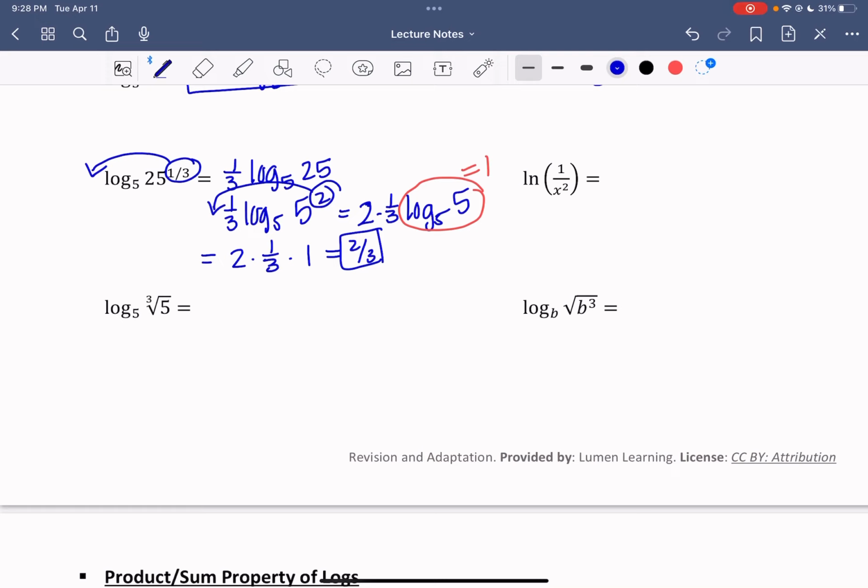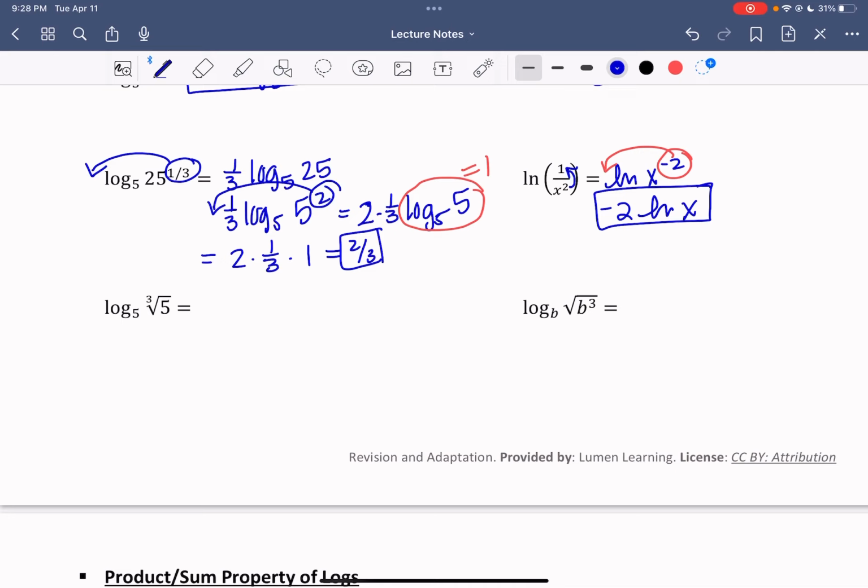And this next one, I'm going to rewrite it. When I bring this up to the top, that gives me ln of x to the negative 2. So using this exponent property, I could bring that out front. That gives me negative 2 ln x. Again, just rewriting that.